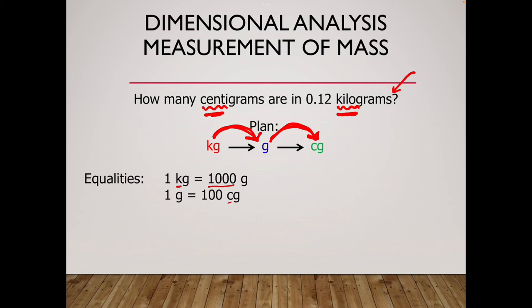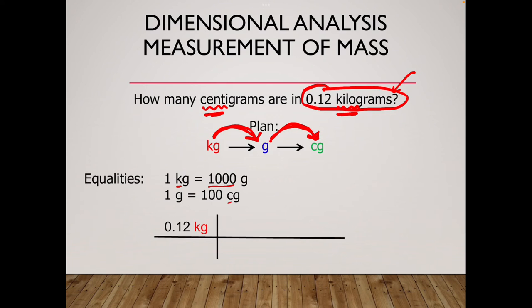All right, so let's set this up. Again, we put what we're starting with at the beginning of our train track, so that 0.12 kilograms goes at the beginning. Remember, kilograms always cancels kilograms. So if we have kilograms here, we have to have kilograms down there. So our 1 kilogram will go on the bottom. And remember, when things are equal, they get stacked, so that 1,000 grams will go on the top. We cancel out our units.